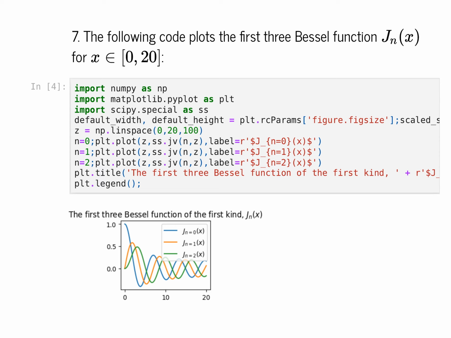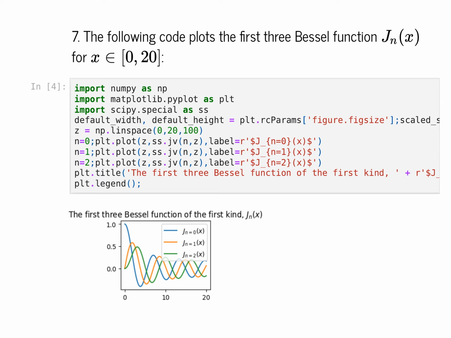The code starts by importing NumPy for array manipulations, matplotlib.pyplot for plotting, and importantly, scipy.special, which we give the alias s. The figure size is also scaled down slightly. An array of 100 points for the x-axis, named z, is created spanning the interval from 0 to 20 using NumPy's linspace. Then, for each order n, specifically 0, 1, and 2, we use the function s.jv.